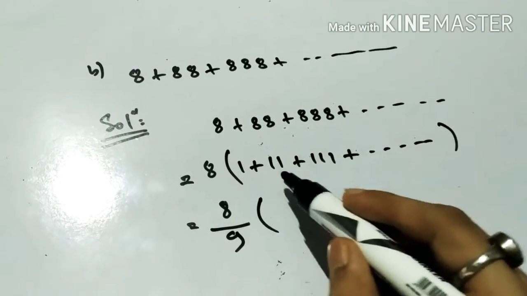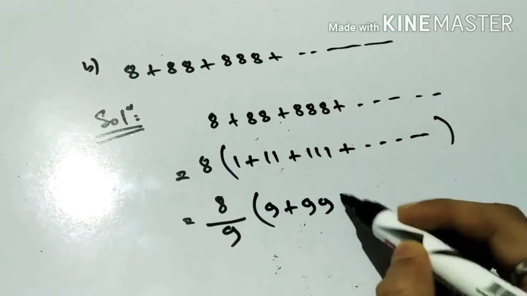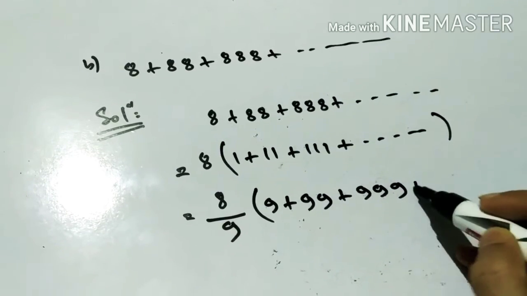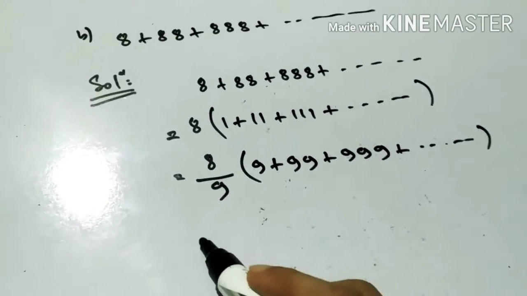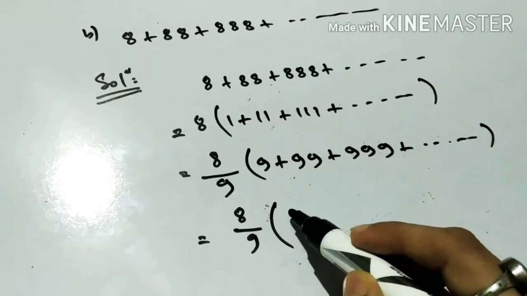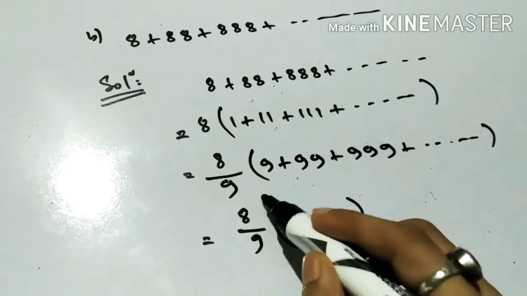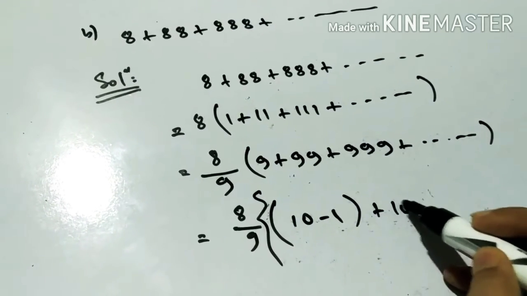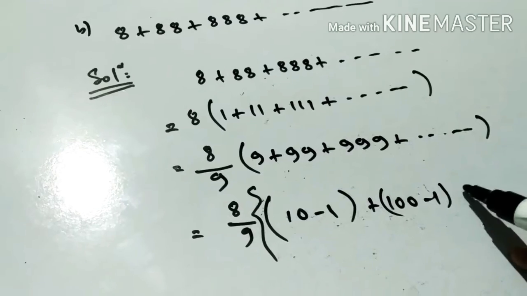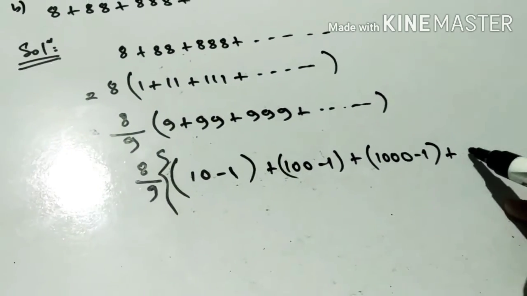So 8 by 9, and this one, if I multiply with 9, then I will get 9 plus 99 plus 999 plus dot dot dot. This is equal to 8 by 9. This one I can write as 10 minus 1, okay, plus 100 minus 1 plus 1000 minus 1 plus dot dot dot.